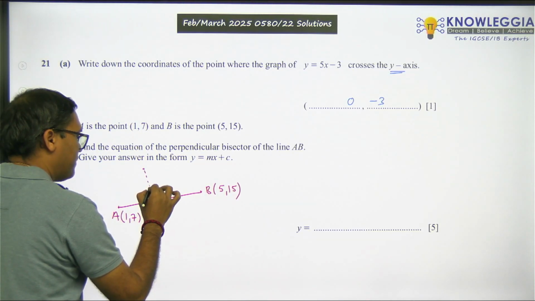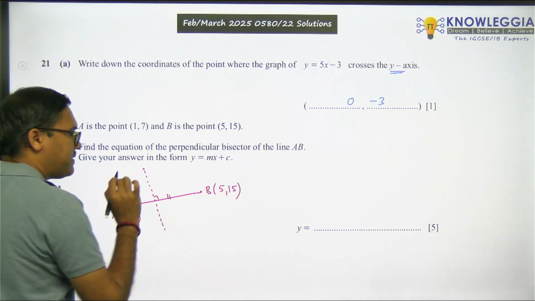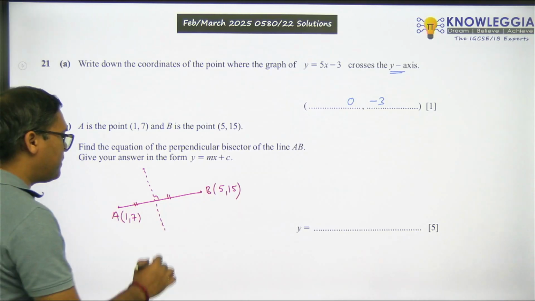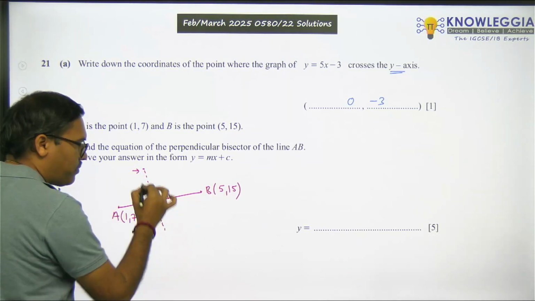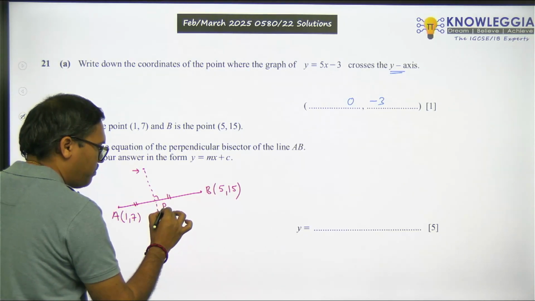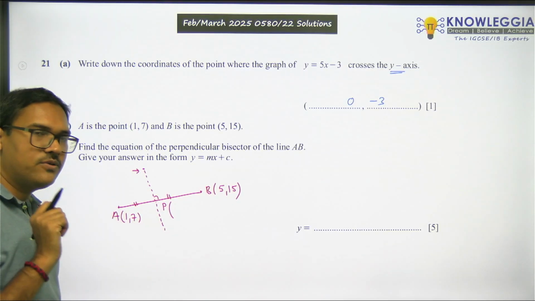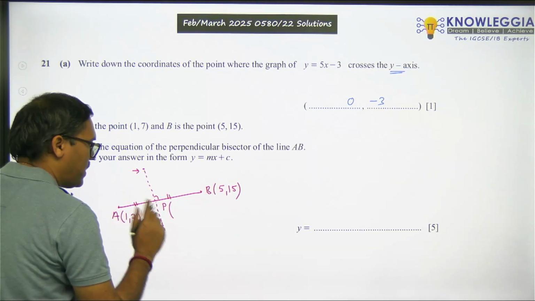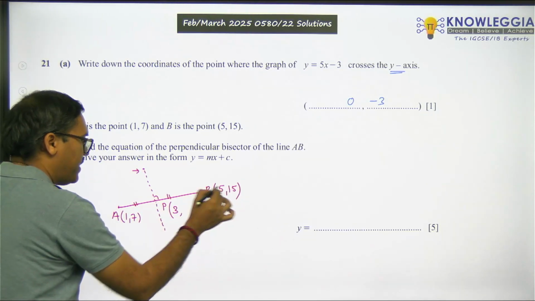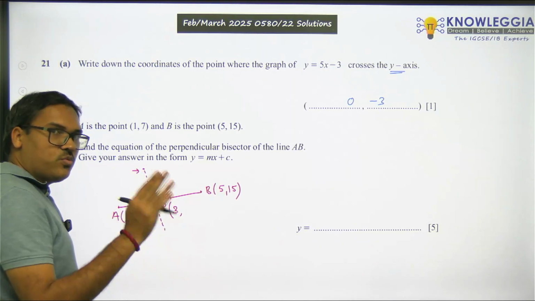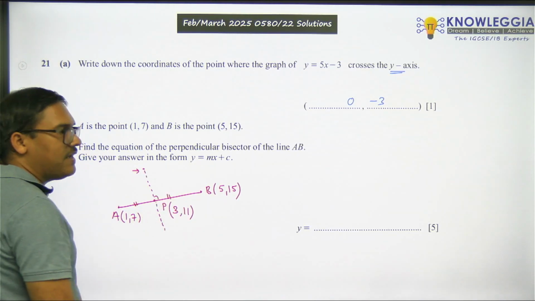That is, this is the line which is passing through the midpoint and bisecting it. Correct? Now, how will you get this coordinate? We have to find the equation of this line. So, this is passing through the midpoint. Now, what is the midpoint? Let's say this is point P. What is the coordinate of the midpoint? x1 plus x2 by 2, y1 plus y2 by 2. So if I put in, 5 plus 1 is 6, by 2, which is 3, and 15 plus 7 is 22, 22 by 2 is 11. So the coordinate of the midpoint is 3, 11.